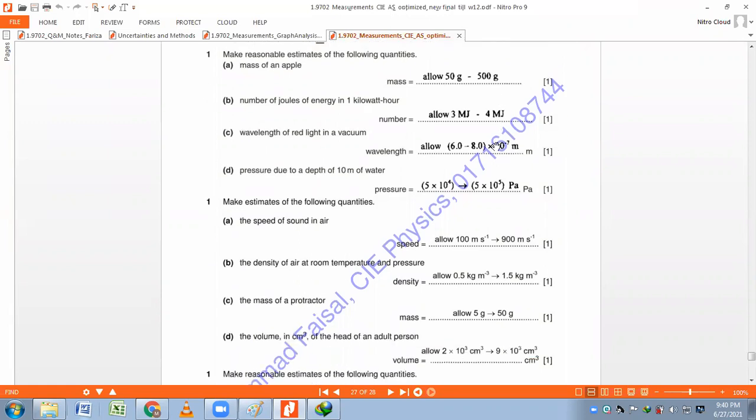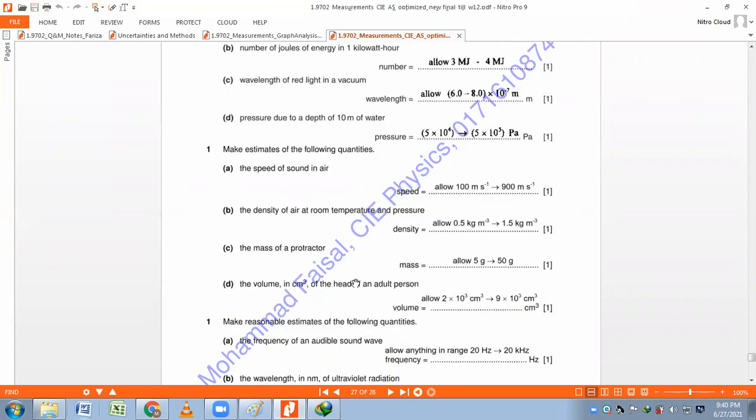It's like I can only think in terms of the adult head. That's my point. I mean, the speed of sound in air, that should be some part of your waves chapter, so you should know this thing. Density of air at room temperature and pressure, this is also a variable that you should know from your sound chapter, air pressure thingy.